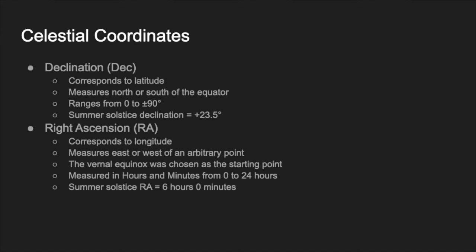Right ascension is not measured in degrees, it is measured in hours. I mentioned that before, talking about degrees, minutes, seconds, and hours. Every hour is 15 degrees. 15 times 24 is 360. The summer solstice right ascension is 6 hours. The autumnal equinox right ascension is 12 hours. The winter solstice is 18 hours, and so forth.